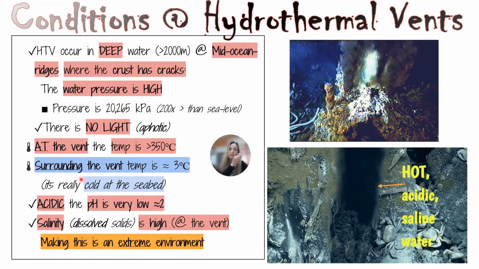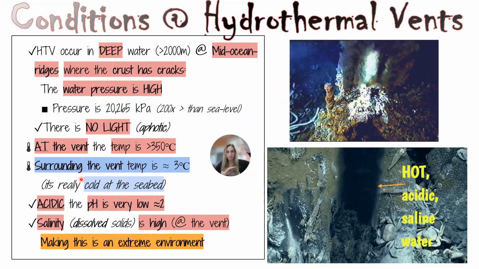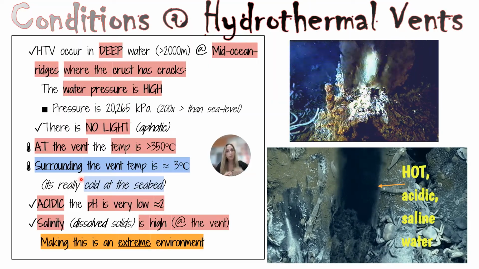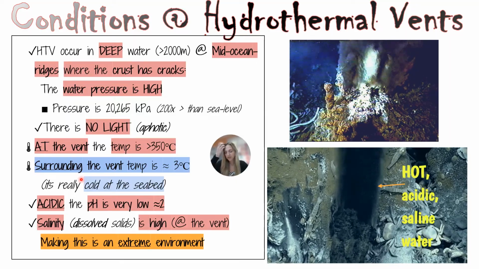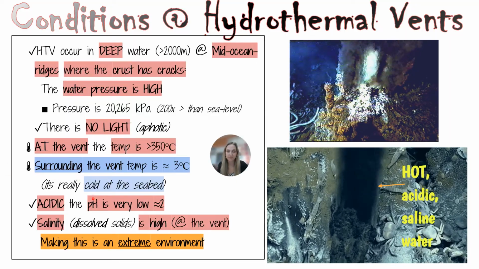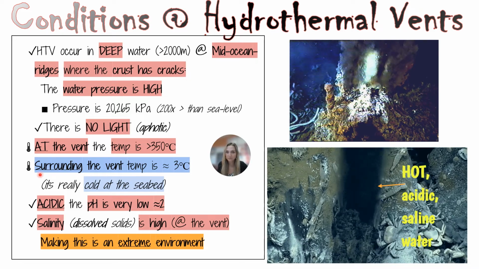Surrounding the vent, the temperature is about 3 degrees Celsius. Now that could be even lower depending on where this boundary is on the planet. So if it's in a polar region or a temperate region or a tropical region, those temperatures could fluctuate a bit, but they're still extremely cold.